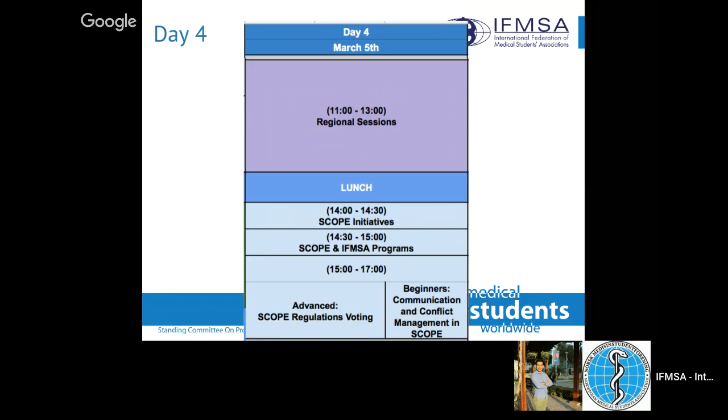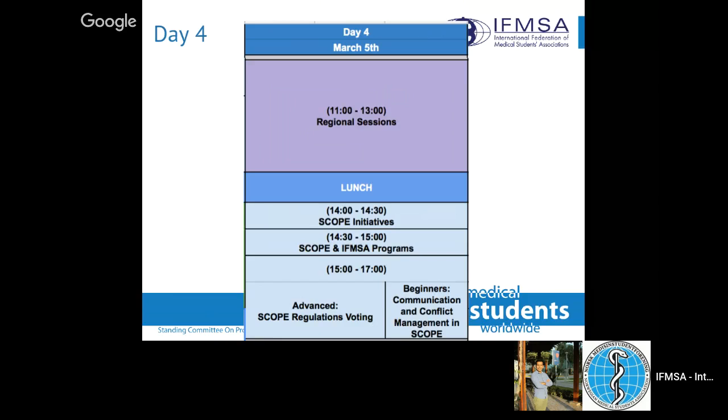Day 4 is about the session in the afternoon. We will start with a 30-minute discussion on the SCOPE and presentation of the SCOPE initiatives and what we have been doing so far for the SCOPE initiatives. This will, of course, be coordinated by the development assistant who is working on these initiatives. And then we're going to have another half an hour discussion about SCOPE and IFMSA programs. So basically how to enroll, explaining what is an IFMSA program, how they can be relevant to SCOPE, and how we can enroll educational activities under IFMSA programs.